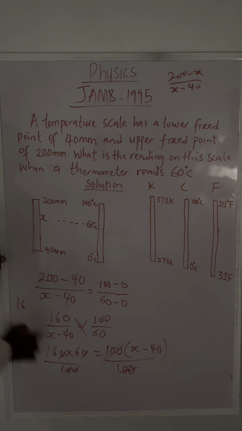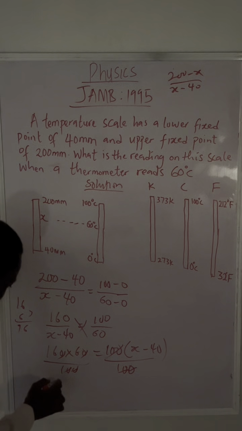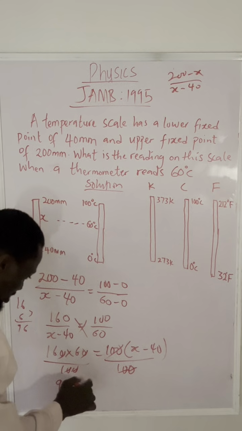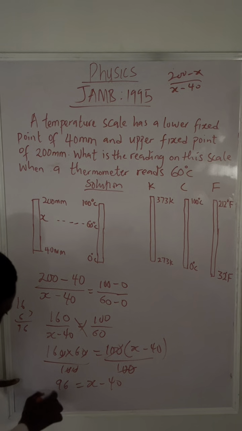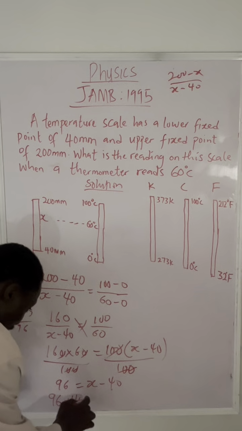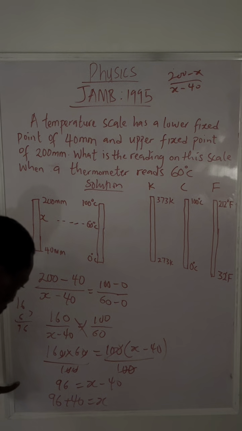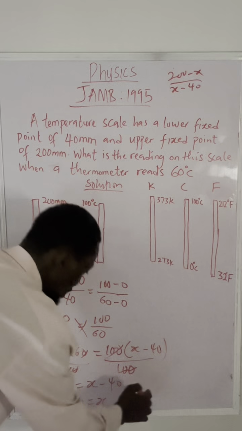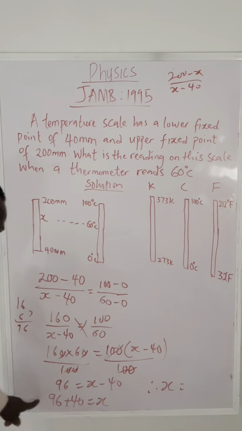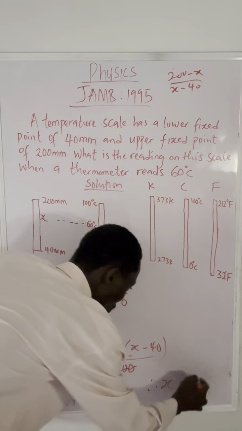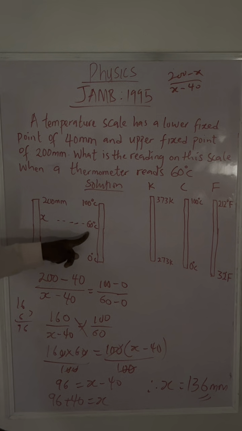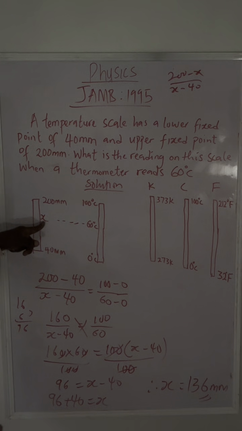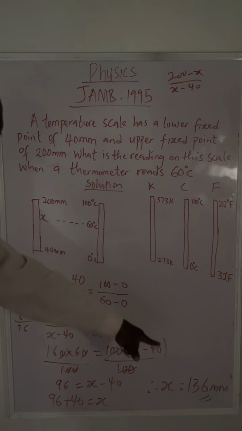So you can say 16 times 6: 6 times 6 is 36, write 6 and carry 3, 6 times 1 is 6 plus 3 is 9. So we have 96 equals X minus 40. The minus 40 can come over and become plus 40. So 96 plus 40 equals X. Therefore X equals 136 millimeter. So when the thermometer reads 60 degrees Celsius, the millimeter scale is going to read 136 millimeter. Thank you.